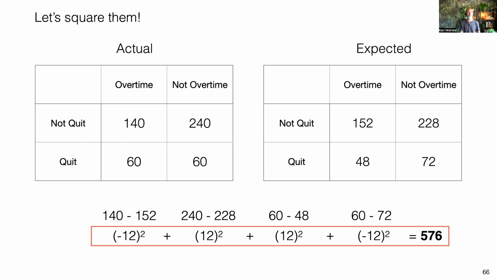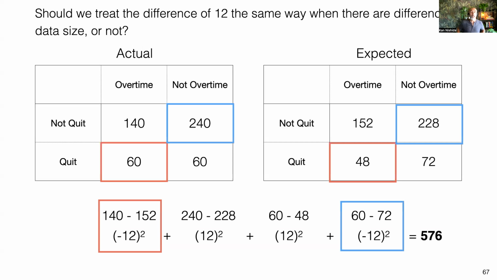It's a huge number. But here is one problem. Now we know the 12 is a difference in each cell. But when you look at the red squared area, which is the overtime and quit people, we have only 60 people there, but expected is only 48. Either way, it's smaller than the other cell. Look at the blue squared cell: we have 240 actual and 228 expected.